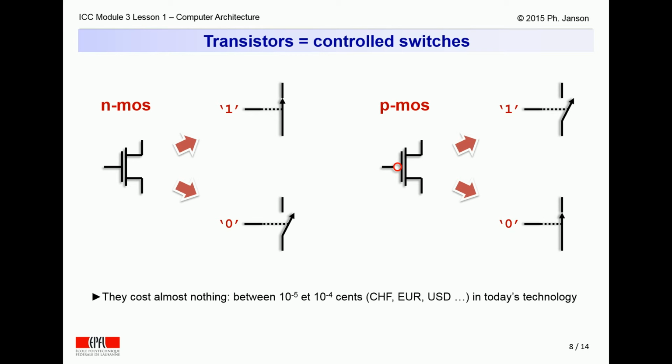In any case, such transistors today are extremely small, extremely fast, and extremely inexpensive, at between 1/10,000th and 1/100,000th of a cent in any of the main currencies.